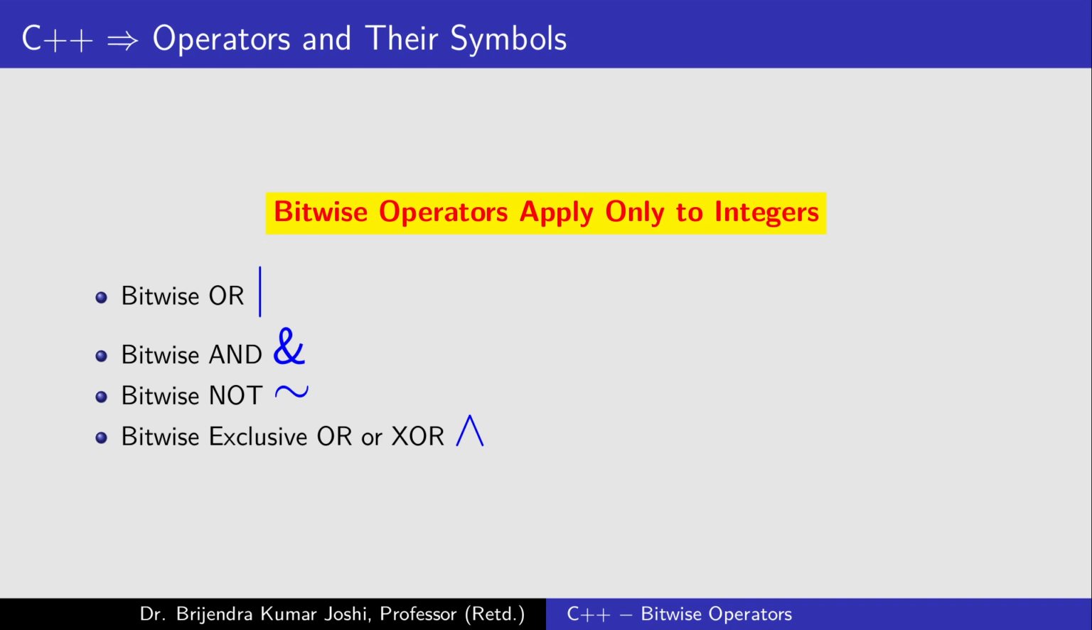There are four bitwise operators. One is bitwise OR. This is its symbol, vertical bar. And this is for bitwise AND, the ampersand operator. And this one is bitwise NOT. We call it a tilde operator. And this is referred to as bitwise exclusive OR. So this is the bitwise exclusive OR operator.